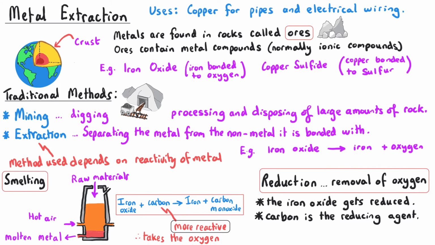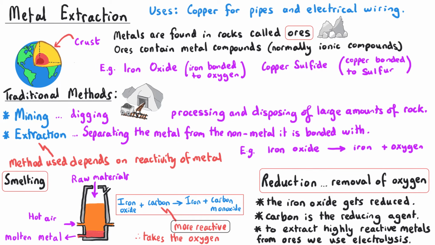Otherwise, the reducing agent won't be reactive enough to take the oxygen away. We won't be able to use smelting to separate the metal from the metal compound. And in this case, when we have metals that are highly reactive, high up the reactivity series, we have to use electrolysis.